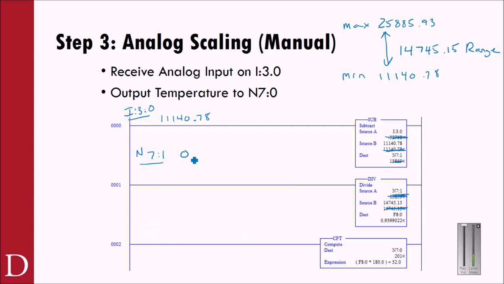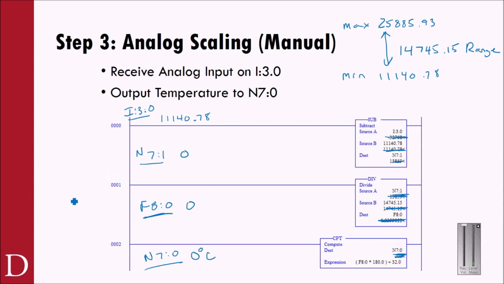And so now what I do is take this number 0 and multiply it by 14,745.15, and I'm going to store that in F8 here. See that? So now F8:0 gets 0 times that range. I get a number of 0 again, right? And now I'm going to come down here. In N7.0, we're going to store whatever this compute instruction does. What was in F8.0 was a 0. We're going to take 0 times 180 plus 32. So 0 times 180 is 0, plus 32 is 32. The value that's going to get stored in N7.0, which is my temperature, is 0. And I'll call that 0 degrees C.